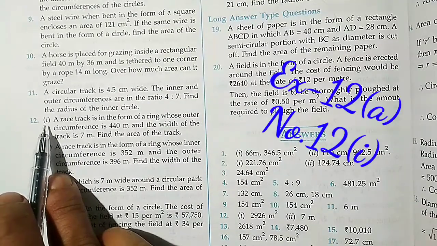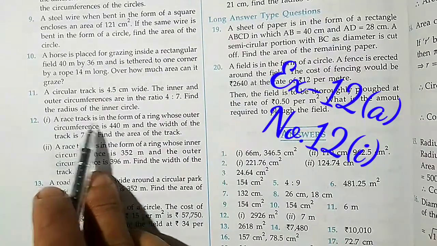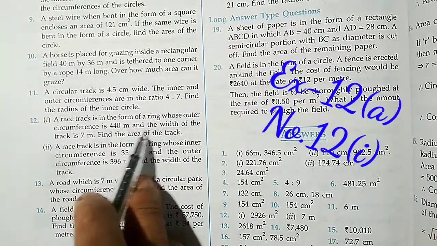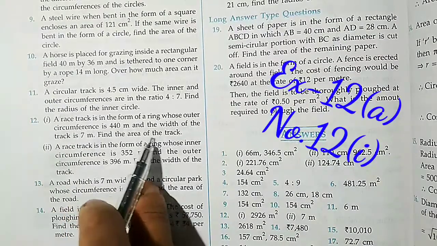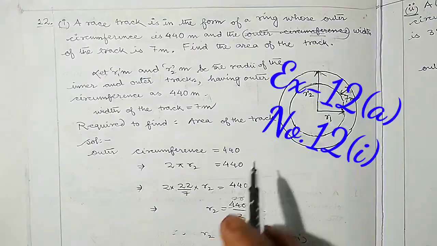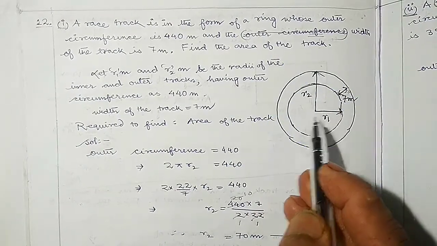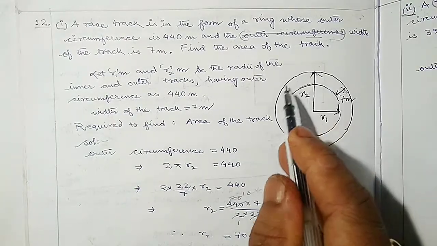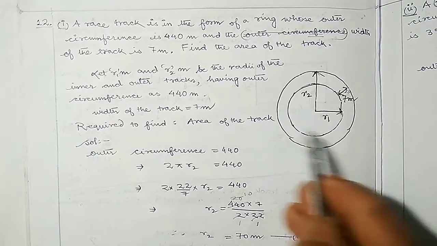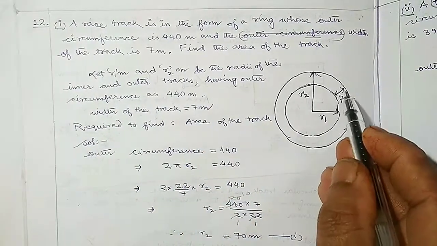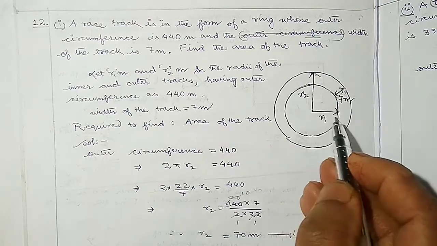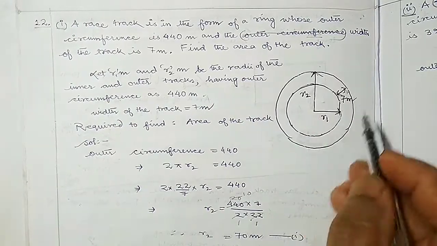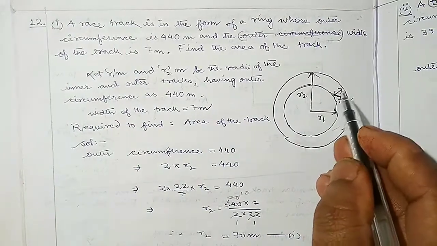In question number 12, first part, it is given that a racetrack is in the form of a ring whose outer circumference is 440 meter and the width of the track is 7 meter. Find the area of the track. Let R1 meter and R2 meter be the radii of the inner and outer circles, and as given in the question, the circumference of the outer circle is 440 meter and width of the track is 7 meters. Clear? So R1 is the radius of the inner circle, R2 is the radius of the outer circle, circumference of the outer circle is given as 440 and the width is 7 meters.